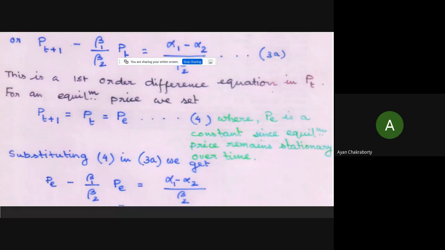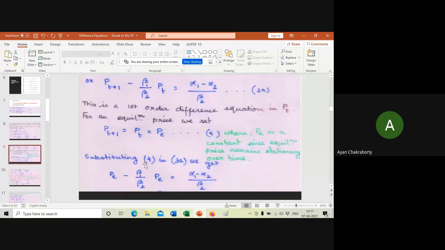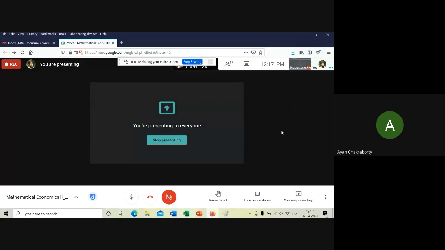Ma'am, about the starting point, when the first price is P0, there is some demand but no supply. So you are talking about that period as -1. I didn't get your point. Would you please repeat it once again? Ma'am, I am saying at T equal to 0, you took this +1 here because there is some demand but no supply because of lagged adjustment.